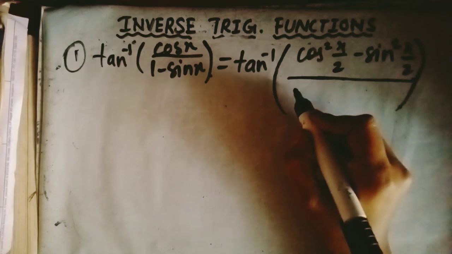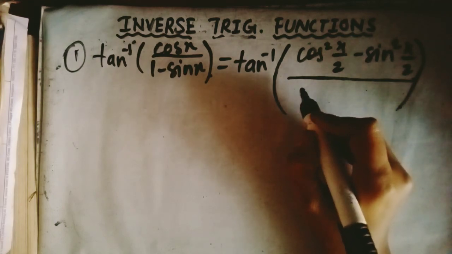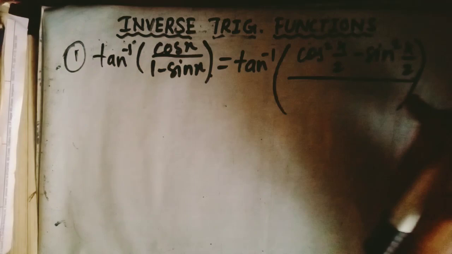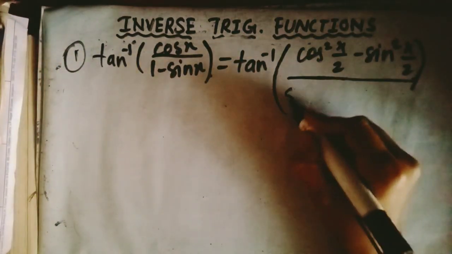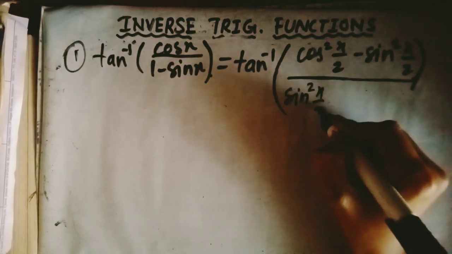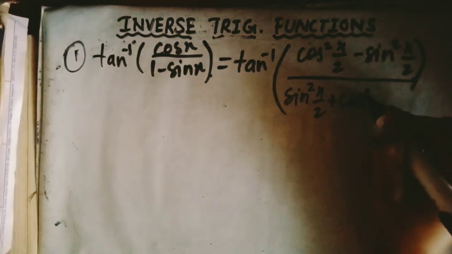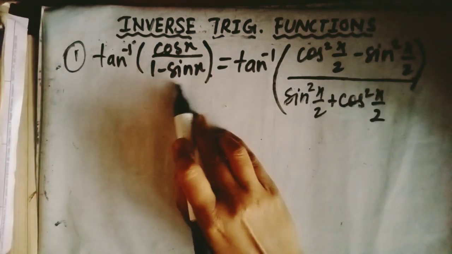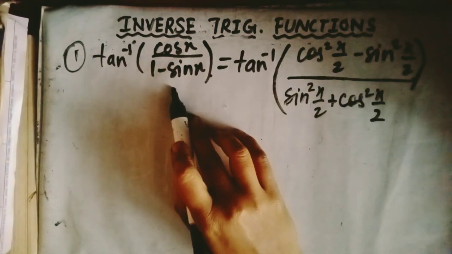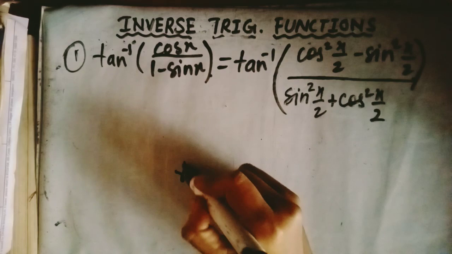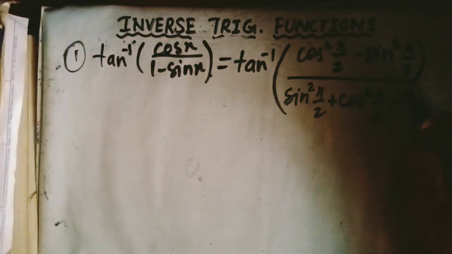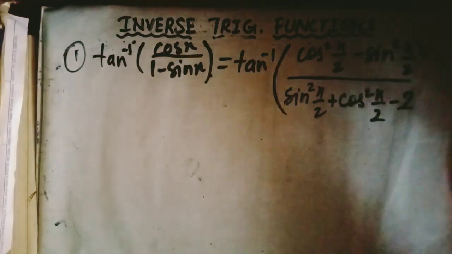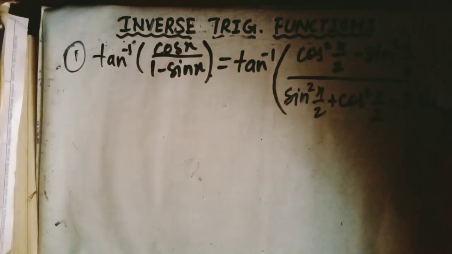Then 1 minus sine x, you can write 1 as sine square x by 2 plus cos square x by 2. And sine x, that is sine 2x is 2 sine x into cos x. So in terms of half angle it will be 2 times sine x by 2 into cos x by 2.